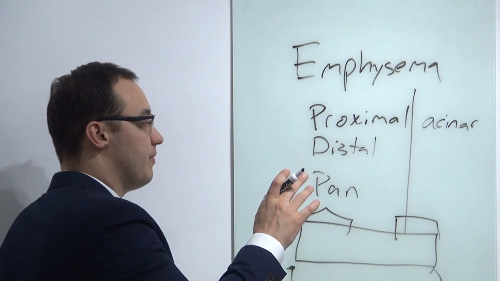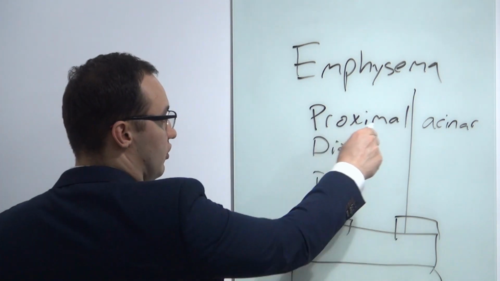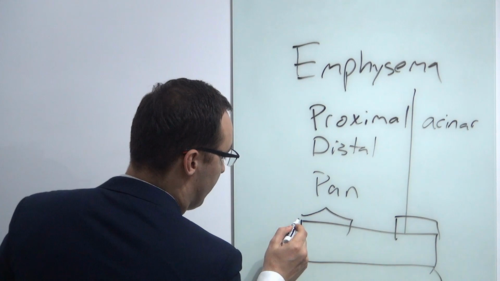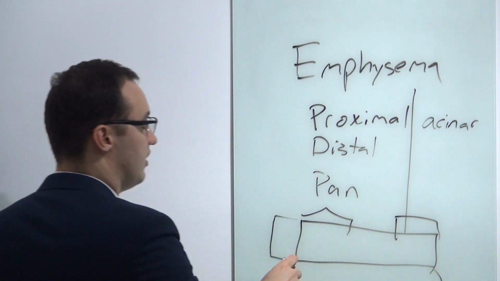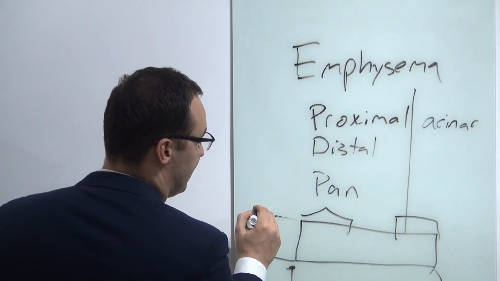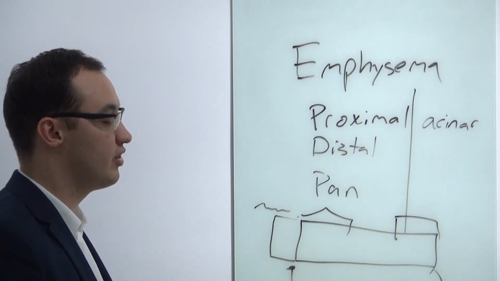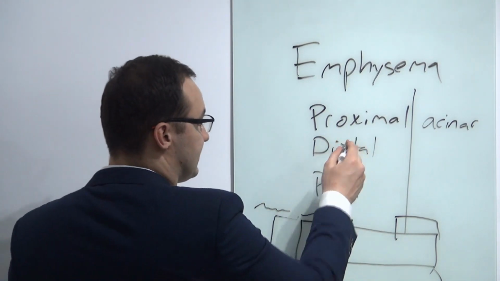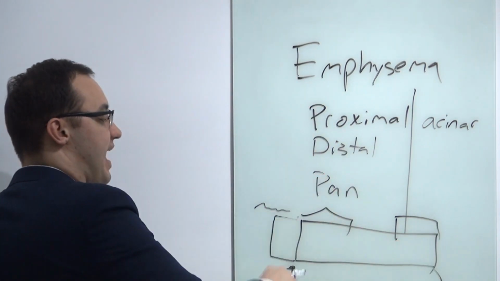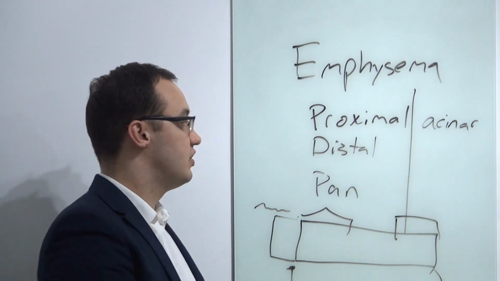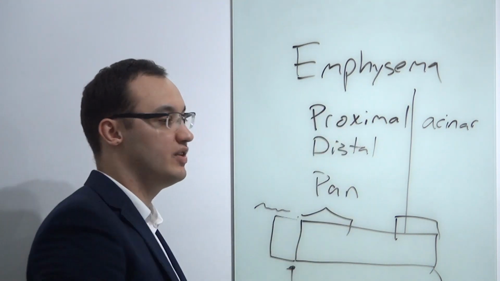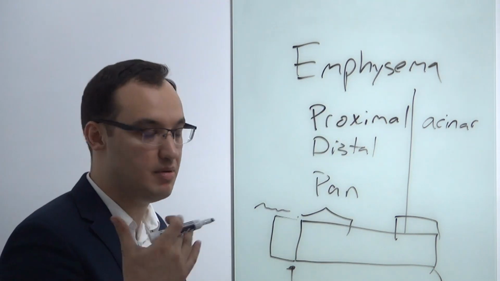What more to remember is that the proximal will affect the respiratory bronchioles also. So if this is the acinar part, it will also affect the beginning here, which was the respiratory bronchioles. Distal will of course affect the distal, and pan everything. Why is this important? The associations of these two different diseases can be the following.